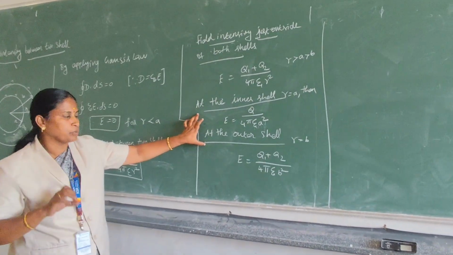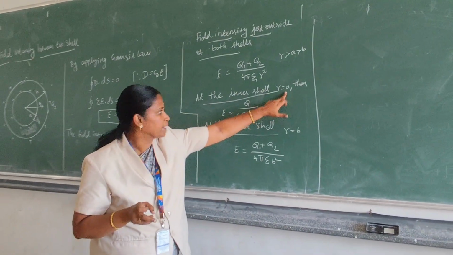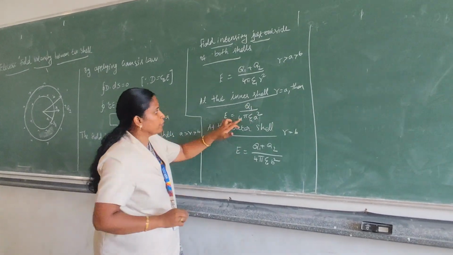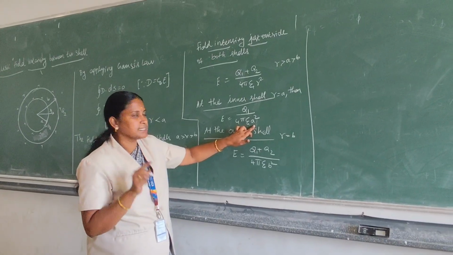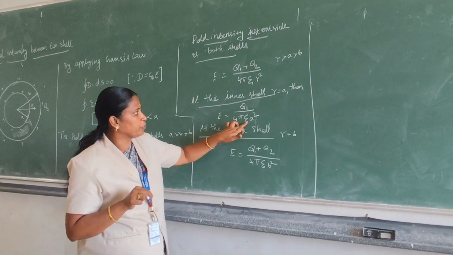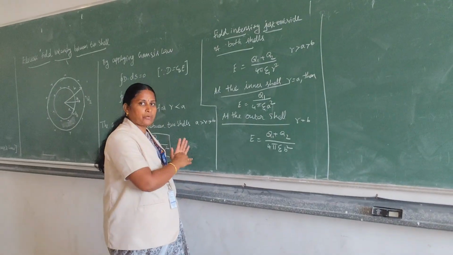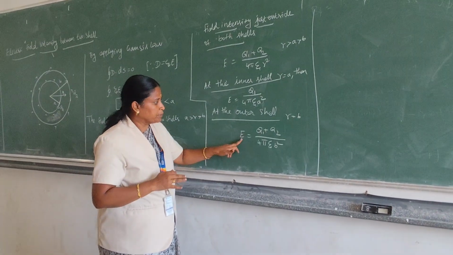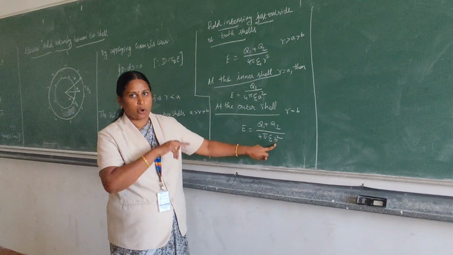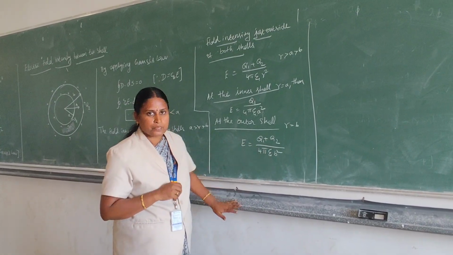At the inner shell, the R value becomes A, right? So the electric field intensity becomes Q1 divided by 4 pi epsilon A square, because the radius is A for the inner spherical shell. And at the outer shell you have to add both the charges, so E becomes Q1 plus Q2 divided by 4 pi epsilon B square, because the outer spherical shell radius is B.